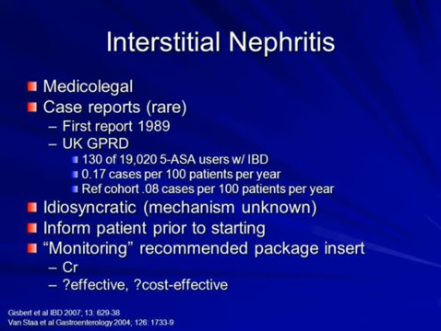I'm going to say a few more words about interstitial nephritis. Although it's rare, it has had some medical legal implications. Data from the UK GPRD has been used to try and estimate the incidence of interstitial nephritis in patients who have IBD. They identified 130 of 19,000 or so patients who had IBD who were taking 5-ASAs who had renal disease, and of that number, there was a very small number that actually had interstitial nephritis. So the incidence is quite rare.